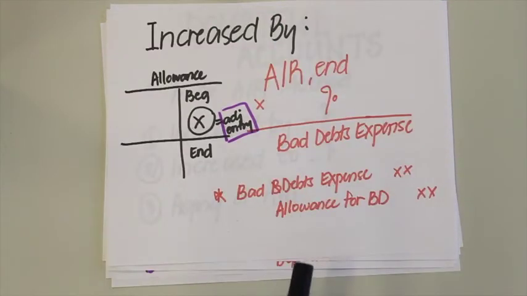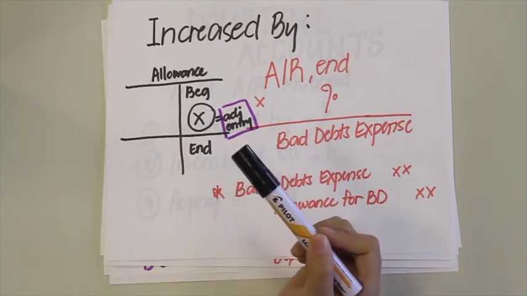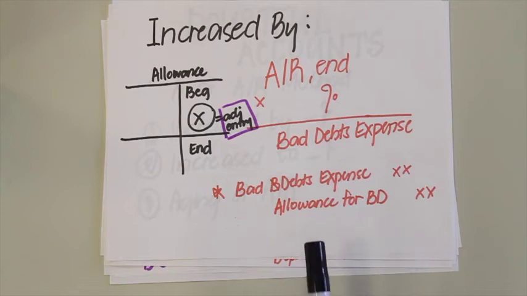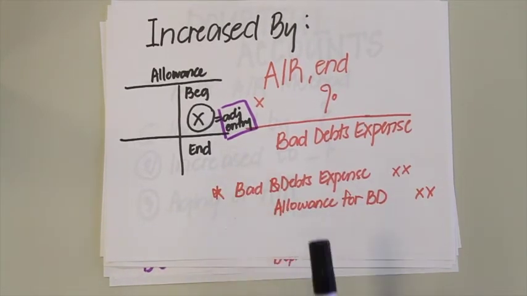Using a T account to analyze, multiplying the rate given by the ending balance of accounts receivable for the period under an increased by scenario would result to X, which is the required adjustment for the period. Thus, simply debit bad debts expense and credit allowance for bad debts for the same amount.